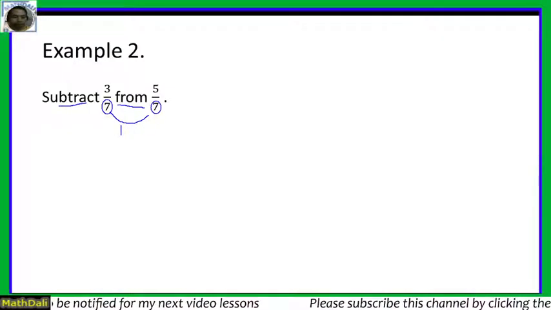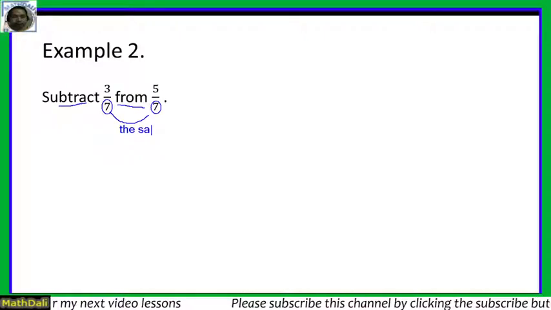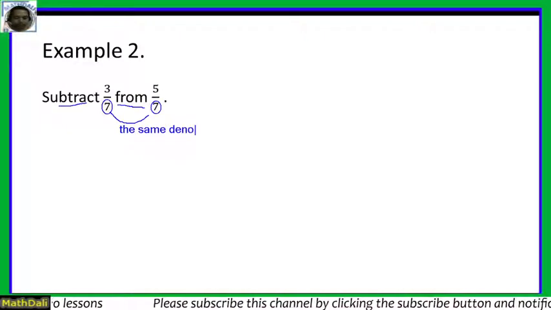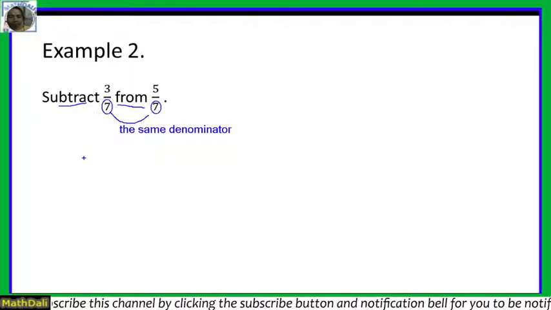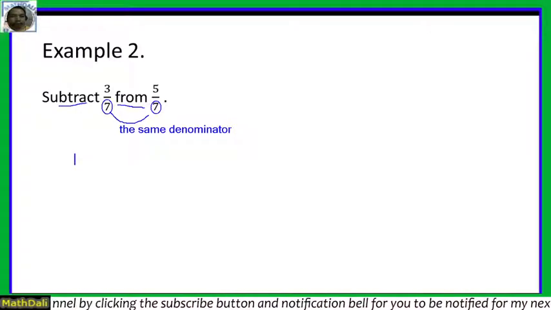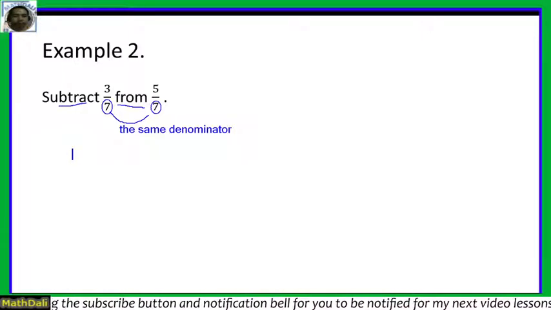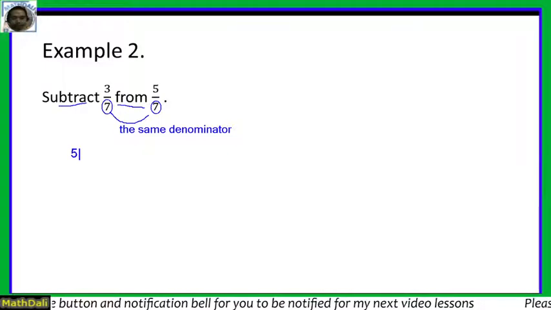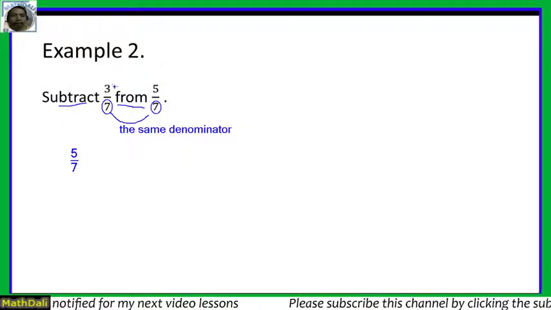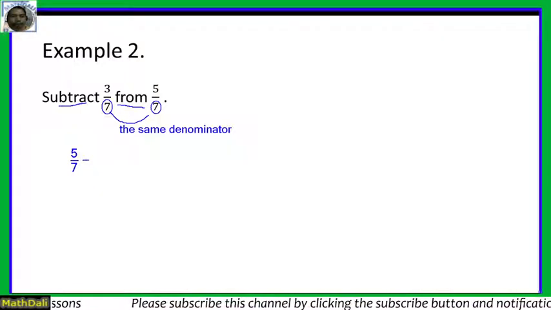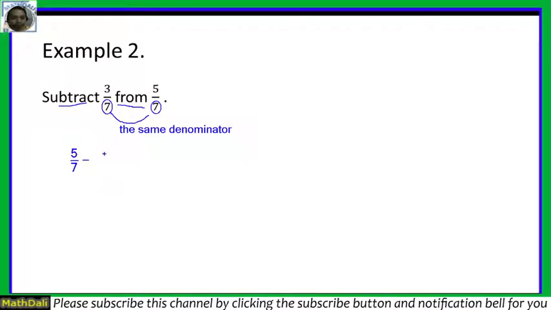Yung dalawang yan, the same pa rin yung ating denominator. Similar fraction yan. So, lalagay lang natin dito, we have 5 over 7. Yan yung ating magiging minuend. Paano malalaman? The word from. So, ibig sabihin, ito yung ating subtrahend, ito yung ating minuend. 5 over 7 minus yung ating subtrahend, that is 3 over 7.